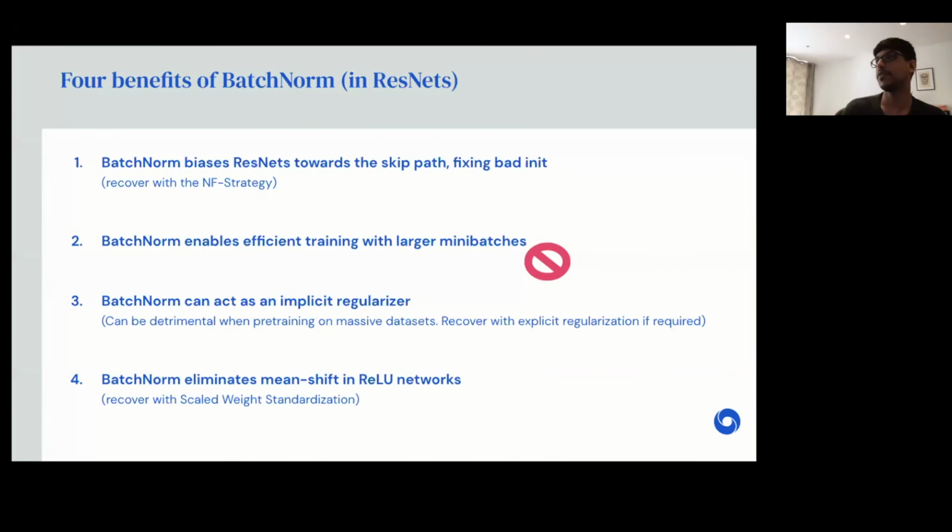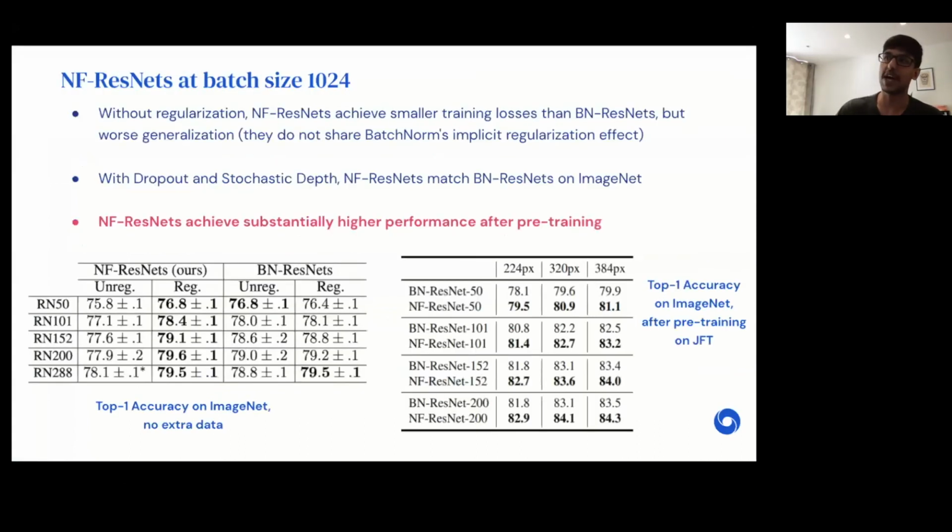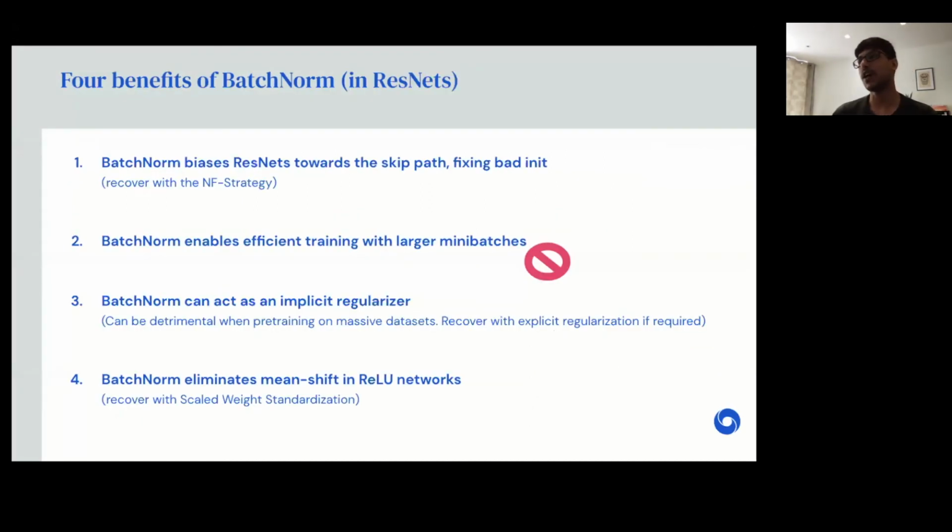So we recovered three of the benefits of batch normalization, but we still haven't recovered batch norm's large batch training benefits. The previous results I showed were with batch size 1024, but NF ResNets start performing much worse at larger batch sizes. So how do you recover this large batch benefit?